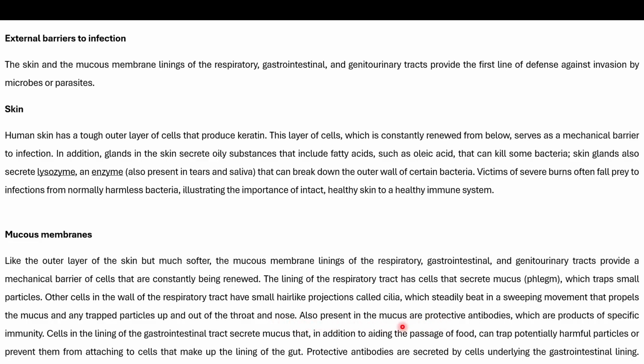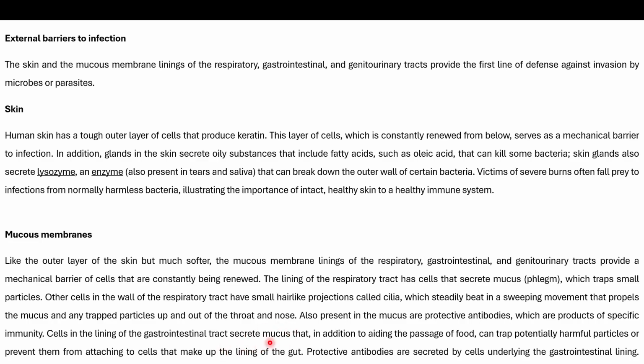Also present in the mucus, we do have protective antibodies as well, which are products of specific immunity. Cells which line the gastrointestinal tract also secrete mucus. Our stomach secretes hydrochloric acid, which has a very low pH. So the mucus layer helps in preventing our stomach walls from degradation by the acidic pH. Also, the mucus layer helps in the smooth passage of food.